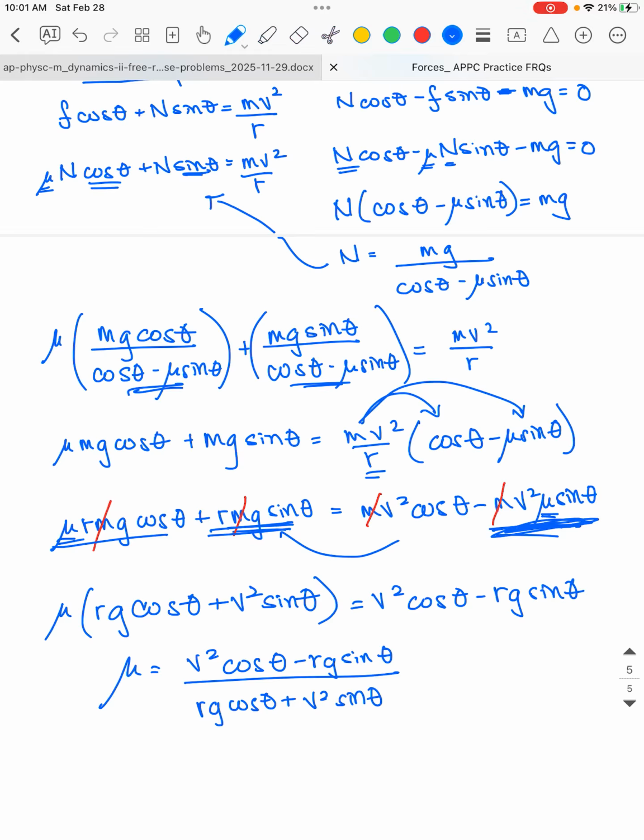Just checking my work here. And then I'm not going to do all of the work to plug in the values. You guys can plug in all the values, but I ended up with something like 0.30 for my mu. I think the answer key says 0.32, probably due to some rounding errors, or maybe they use 9.8, but if you get this, then you are correct.